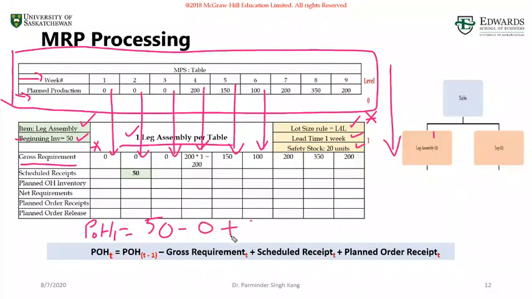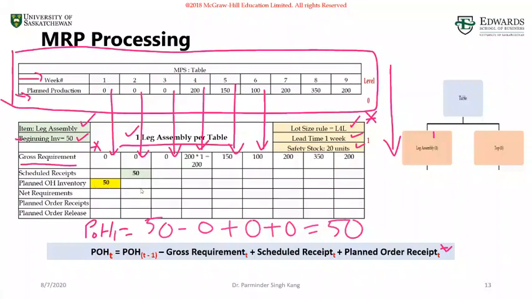We don't have any scheduled receipt for week 1, and we don't have any planned order receipt for this particular week. I'll come to that later on. At this point, we don't have any planned order receipt. So for week 1, my planned on-hand inventory is 50. Similarly, we'll carry on with the same calculation.